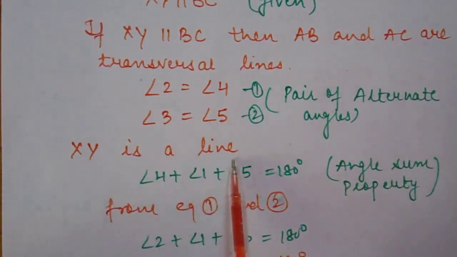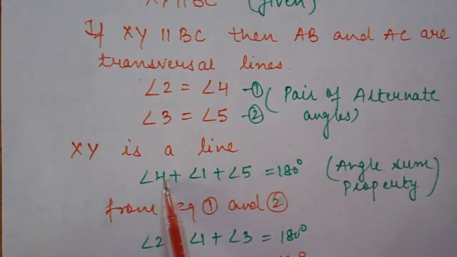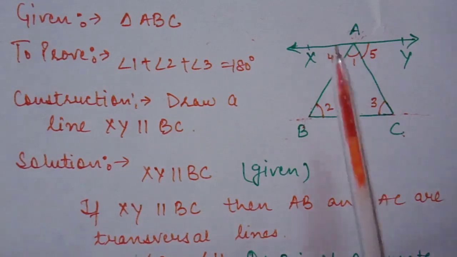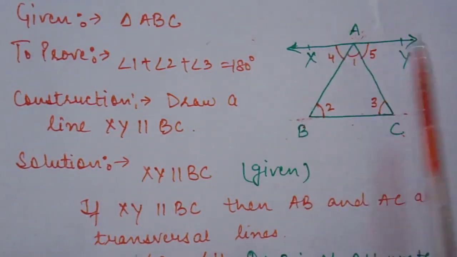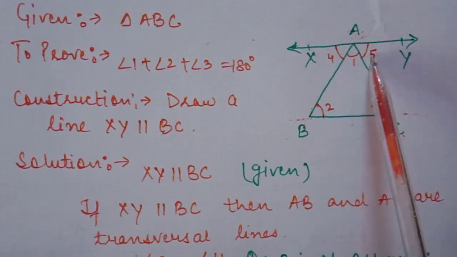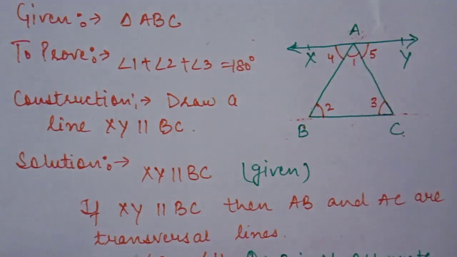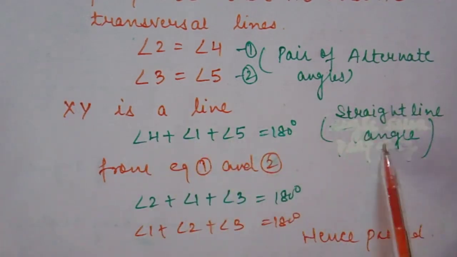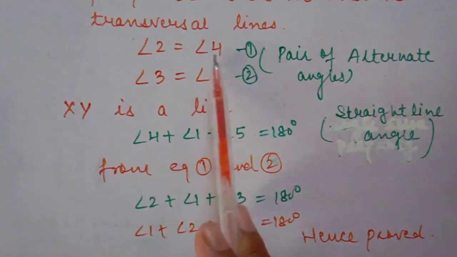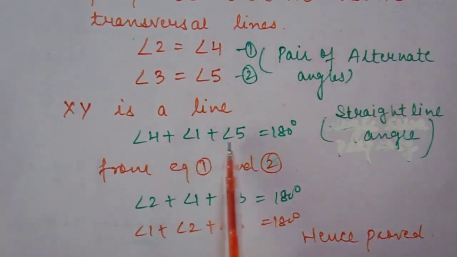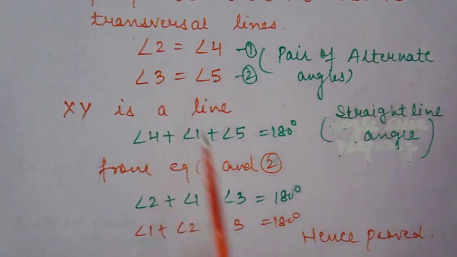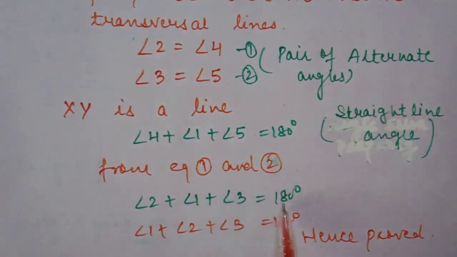If XY is a straight line, then the sum of all angles present on a straight line is equal to 180 degrees because of the straight line angle. So angle 4 plus angle 1 plus angle 5 is equal to 180 degrees. From equations 1 and 2, we will replace the values of 4 and 5 in this equation. We will replace the value of 4 with 2, and the value of 5 with 3. So it becomes angle 2 plus angle 1 plus angle 3 is equal to 180 degrees.